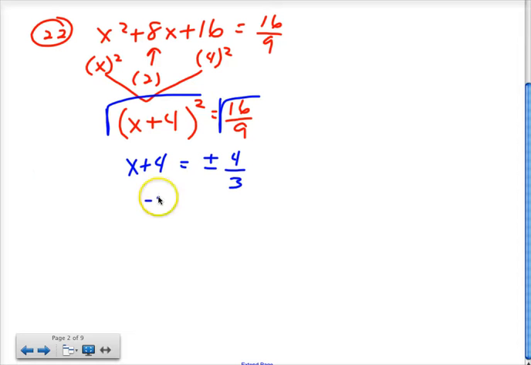And then we'd have to go ahead and subtract 4 from both sides. So x equals -4 plus or minus 4/3. And we can actually get that answer, so we have to. We have to find the answers whenever we can.